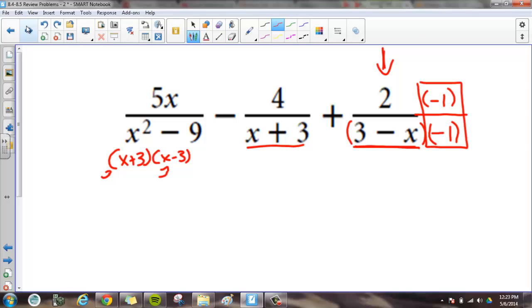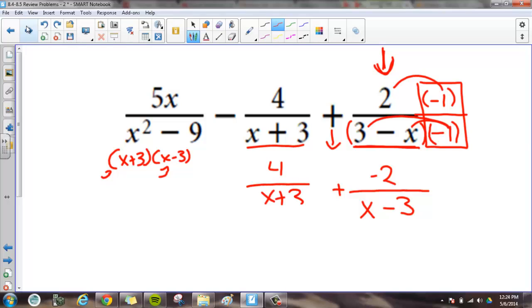So if I were to write this last fraction right here, I would get negative 1 times 2, which is negative 2, all over negative 1 times negative x, which would be positive x, and negative 1 times 3, which would be minus 3, right there. And then we have our plus. We'll bring that down. I'm going to rewrite. We got 4 over x plus 3.